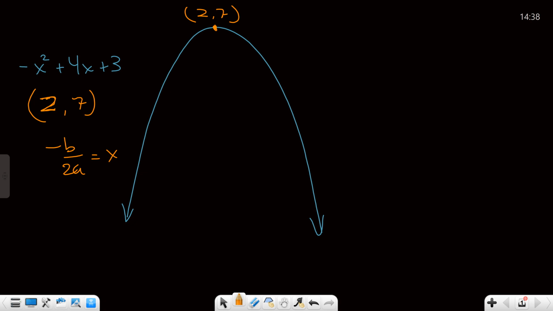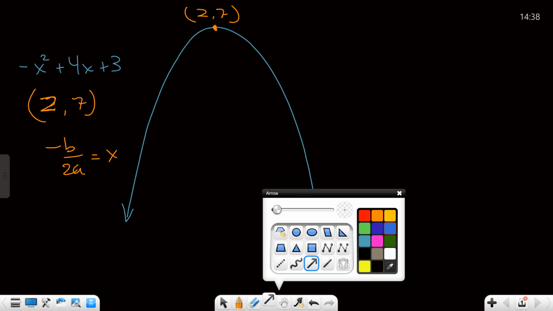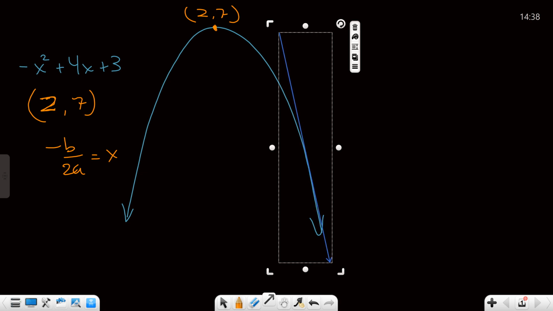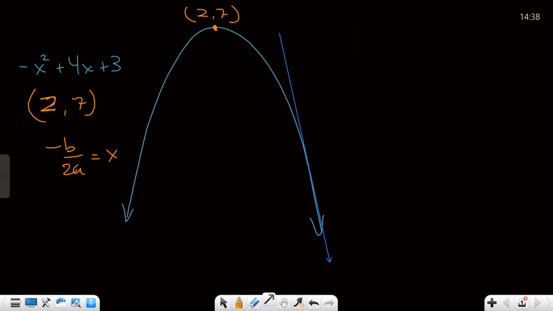So what that activity was asking you to do is to calculate a bunch of slopes. And so we've talked already about the difference between tangent lines and secant lines. So if I draw in something like this blue line, that is a tangent line to the right of the vertex. What can you tell me about the tangent line at 2, 7? Slope is 0. Why?